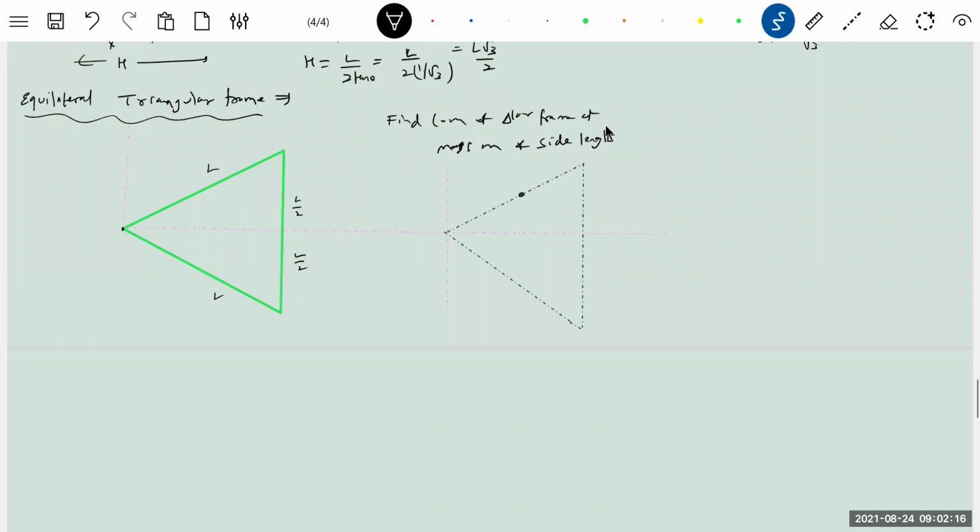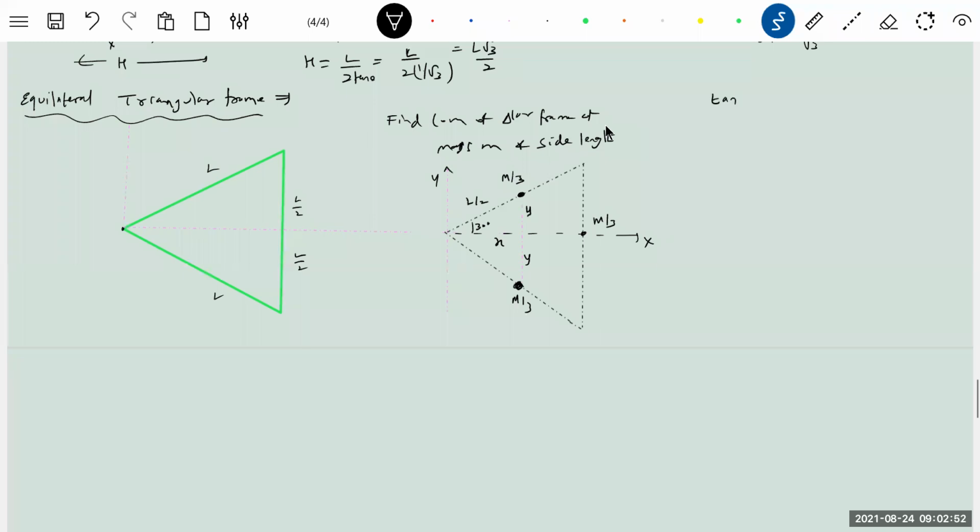So this will be the center of mass of the first rod. The mass will be M by 3. The center of mass of this will be M by 3, and of this will be M by 3. And this is the origin. This angle is 30 degrees. This length will be L by 2. Can we calculate this and this one? I think the problem will be solved.